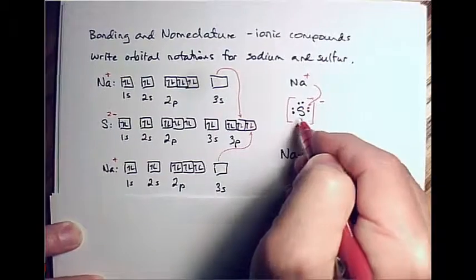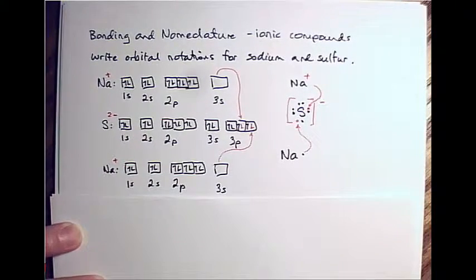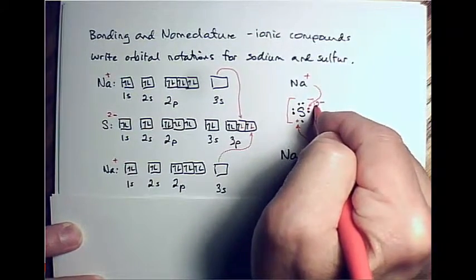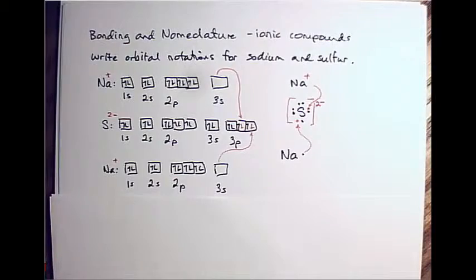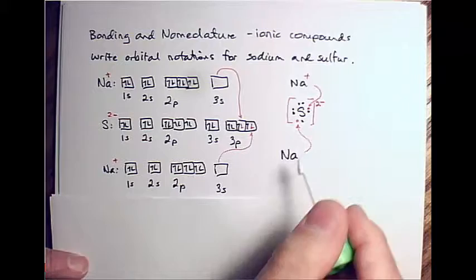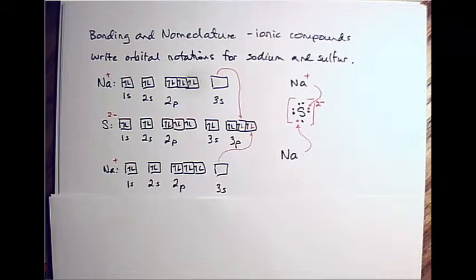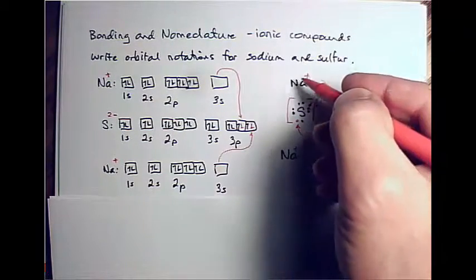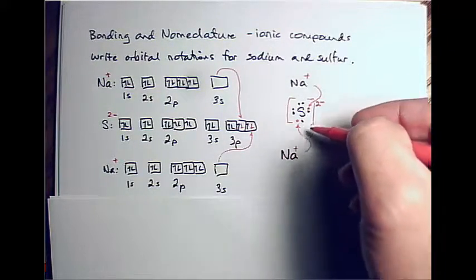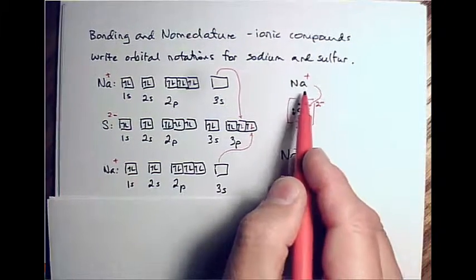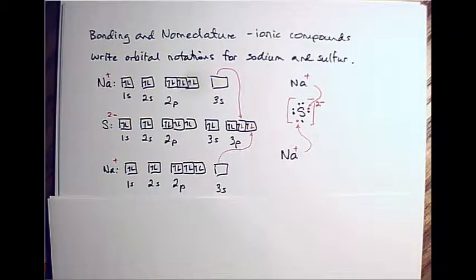And now we've got a full valence level for sulfur. Sulfur now has a 2 negative charge. And sodium, once I get rid of this electron dot, now has 10 electrons and 11 protons. Protons are positive, electrons are negative. And since it has one more proton than electrons, it's going to have a 1 plus charge. And so this would be the electron dot formula for a combination of sodium ions and a sulfur ion. Okay?